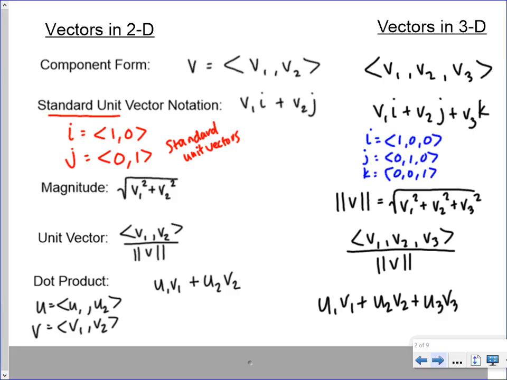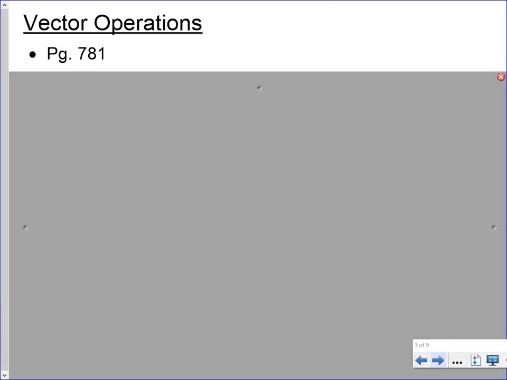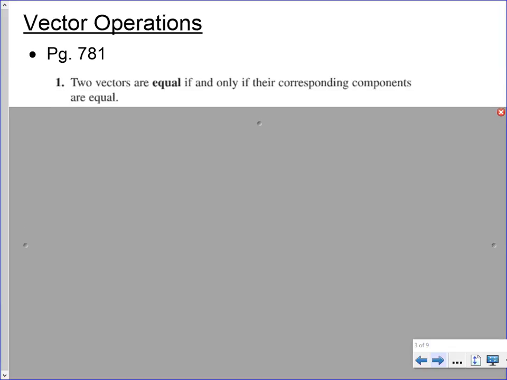Okay. The next slide, I don't think you have to write anything down. I just want to make you aware that this is available on page 781. It talks about vector operations, some of which we have already covered on that previous slide, and then some very basic ones that I don't think we need to write anything down for. One thing I didn't feel we needed to write down in chapter 11 was the first statement: 2 vectors are equal if their corresponding components are equal. That makes sense to all of us, I think.